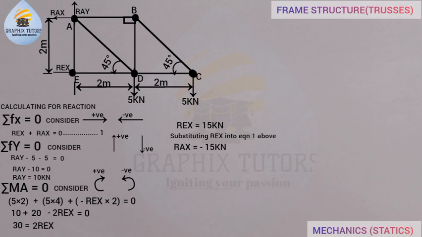Now we have calculated our reactions successfully. The next thing is for us to calculate for what? For the members. We're going to calculate for each of the members. So we'll start doing that.